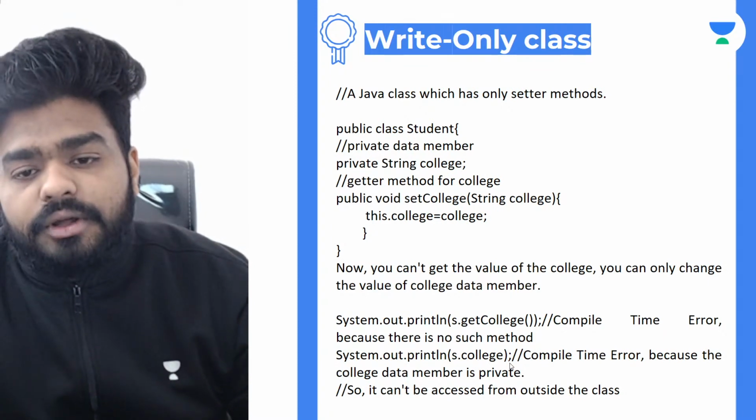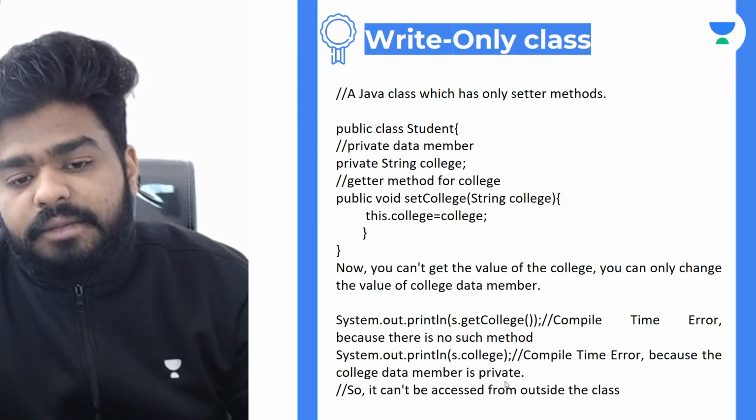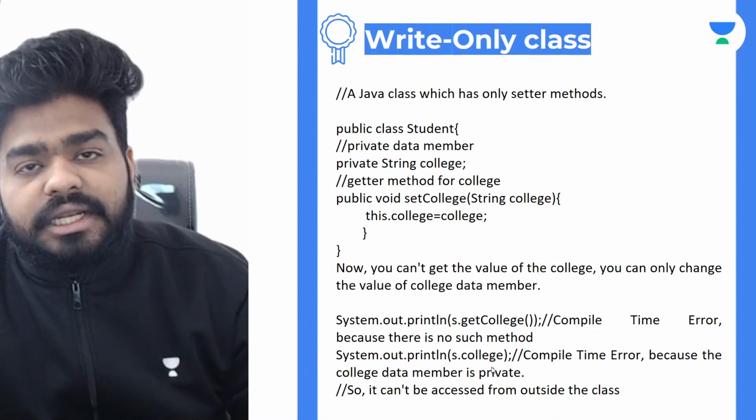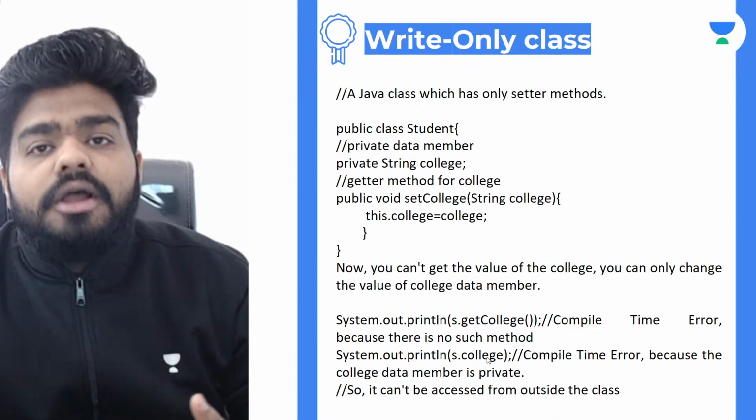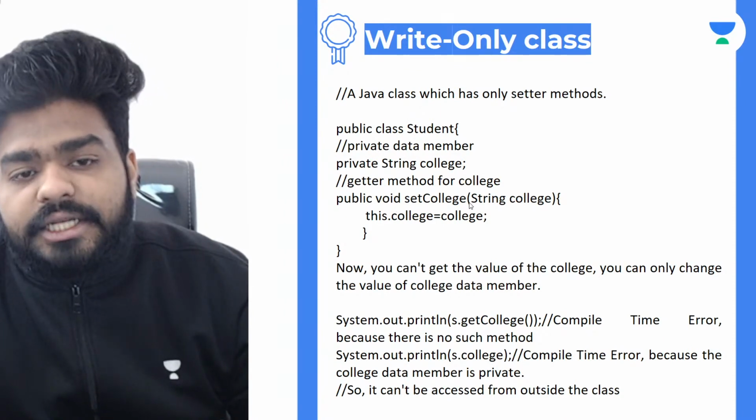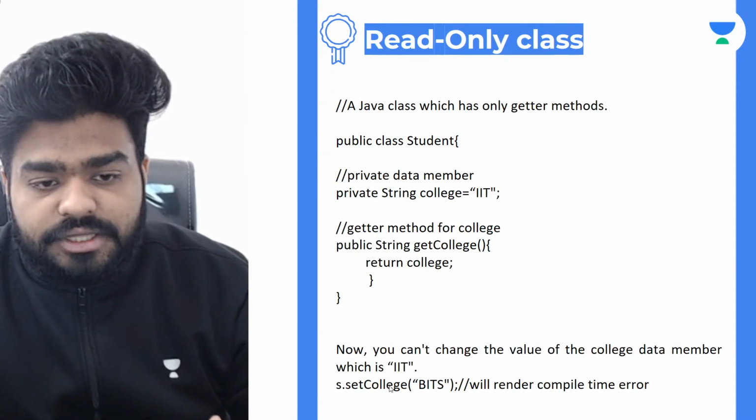You cannot do that because it is private. Your college data member is private, so you cannot fetch something like this. You cannot fetch a private data member from an object. So what you do is you have to call setCollege. That means you have to do it this way.